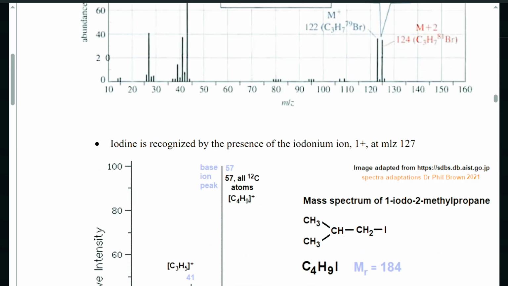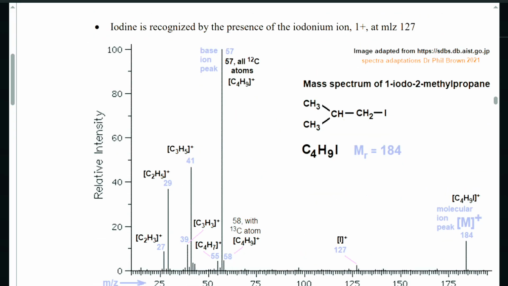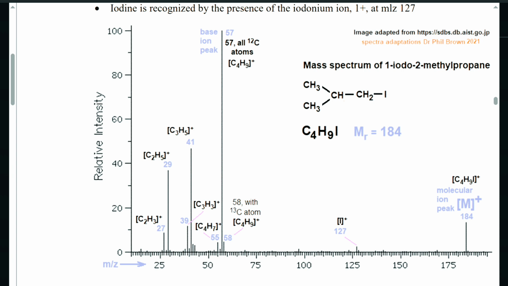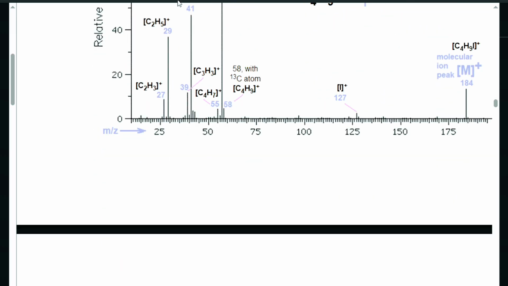Now let's see another one. So let's see iodine. So this structure I obtained from this particular website. So iodine is recognized by the presence of the iodine ion. So anytime you see a spectrum like this that has a peak at 127, just note it. Anytime there's 127, just know that it contains iodine, right? But this is not to say that you should start cramming all these values, no, but we're going to see how we're going to use them.